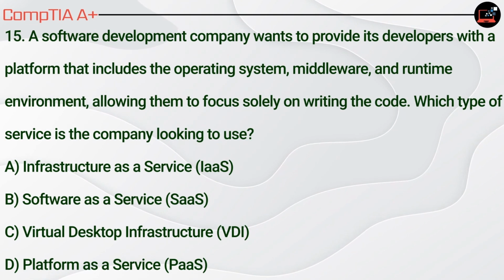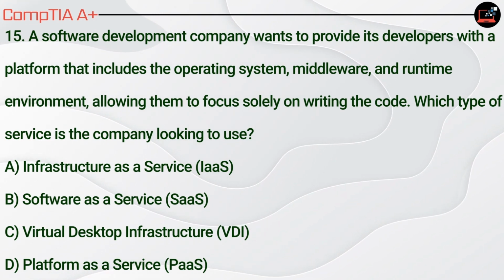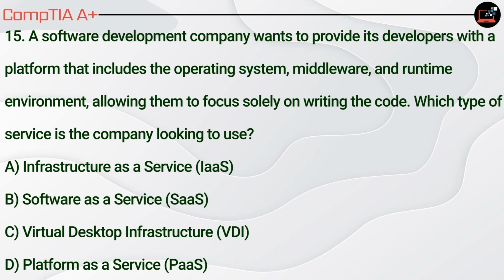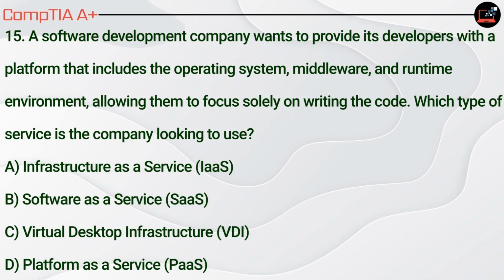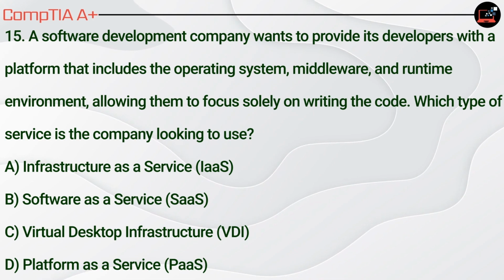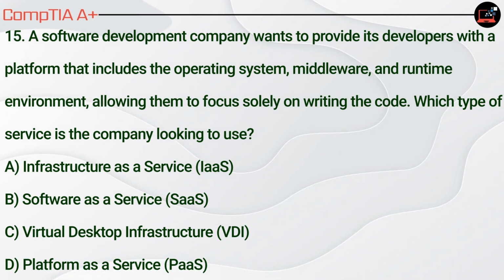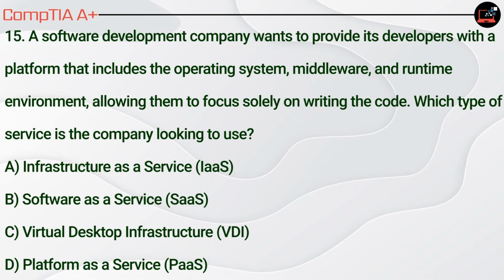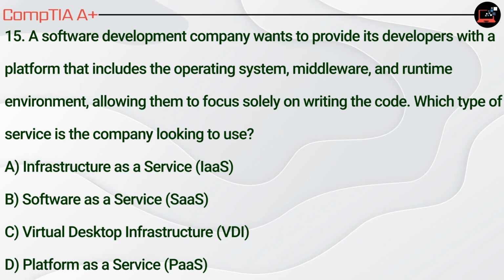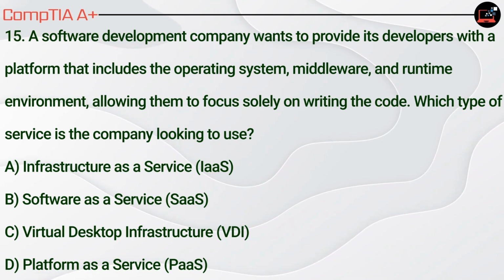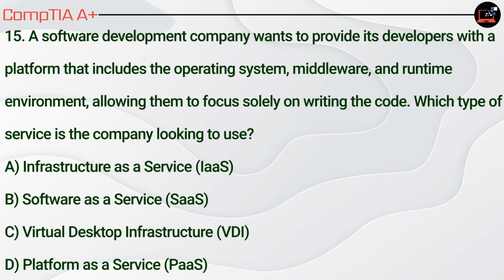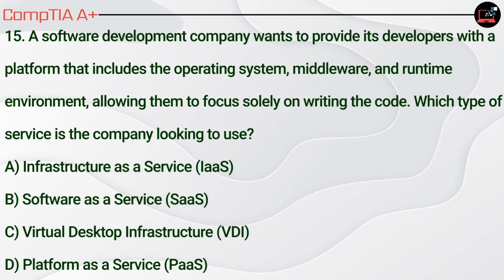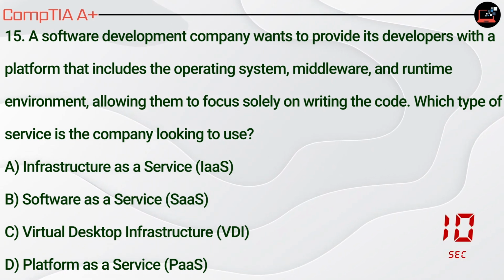(15) A software development company wants to provide its developers with a platform that includes the operating system, middleware, and runtime environment, allowing them to focus solely on writing the code. Which type of service is the company looking to use? A. Infrastructure as a service, IaaS. B. Software as a service, SaaS. C. Virtual desktop infrastructure, VDI. D. Platform as a service, PaaS.